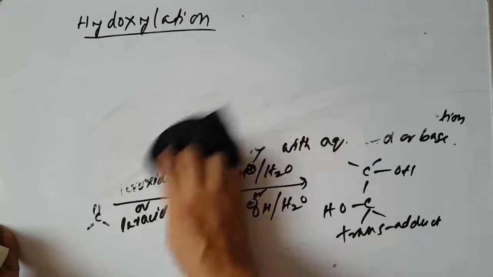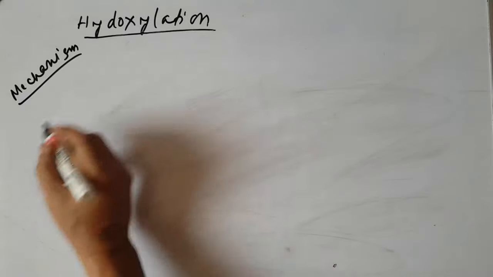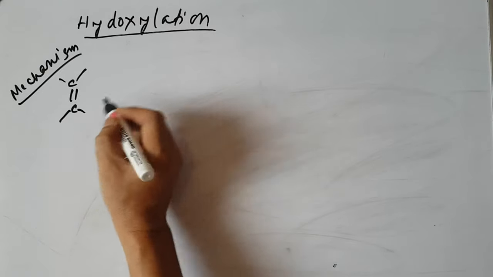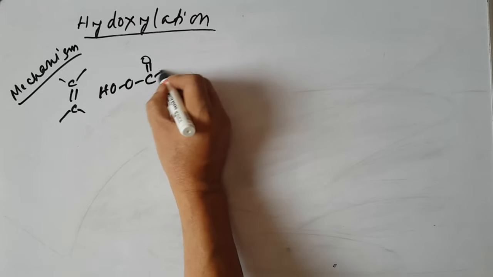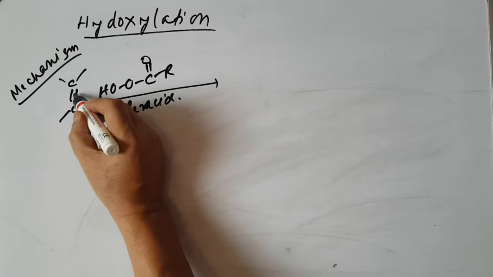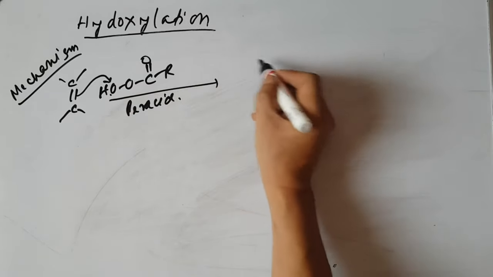The mechanism of the first method for the formation of trans hydroxylation: first, like in earlier cases, epoxidation takes place by reacting with the peracid, RCO3H. So this is the peracid, and here the first attack happens, and it goes like this.